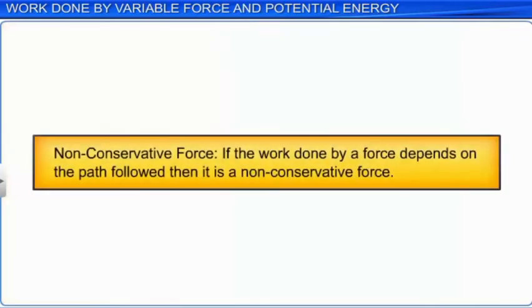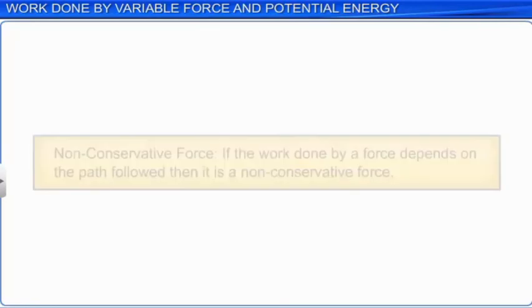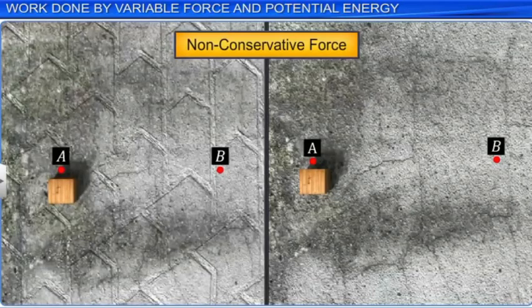So far, we have studied conservative forces. Let us now learn about non-conservative forces. If the work done by a force depends on the path followed, it is a non-conservative force. For example, friction is a non-conservative force. Consider a box placed on a rough surface and moved through different positions A and B in different paths.